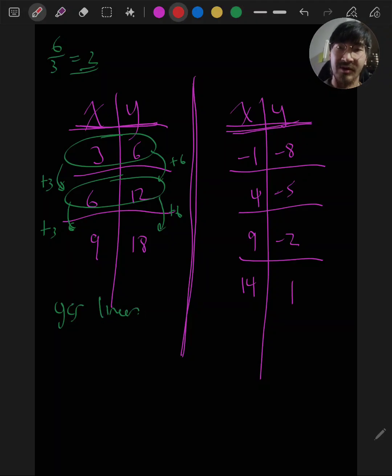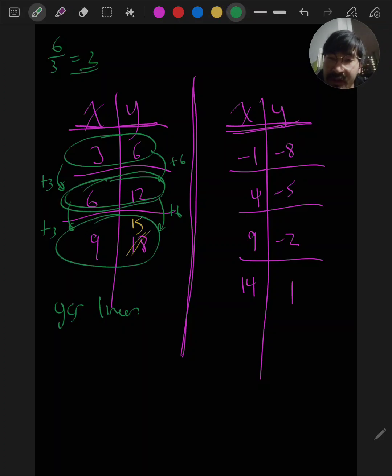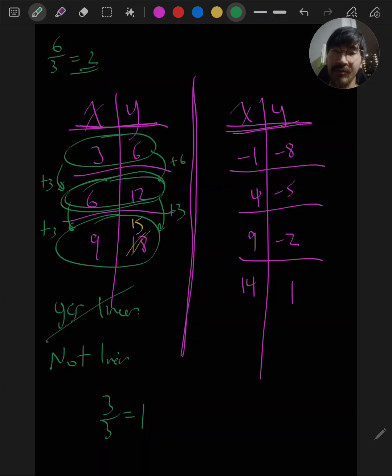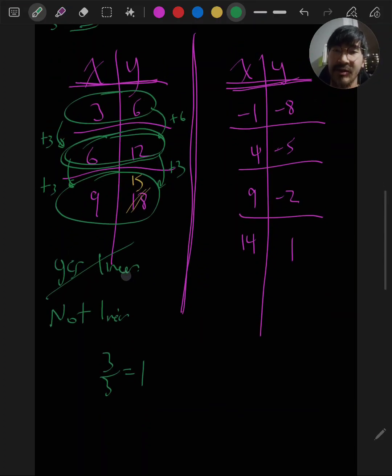However, if I were to tweak this and make this a 15, then from this second row to this one, x is still increasing by 3, but the y would be increasing by 3, and this would not be linear because it's no longer constant. The rate of change between these two points would be 3 over 3, which is equal to 1. No good, okay?